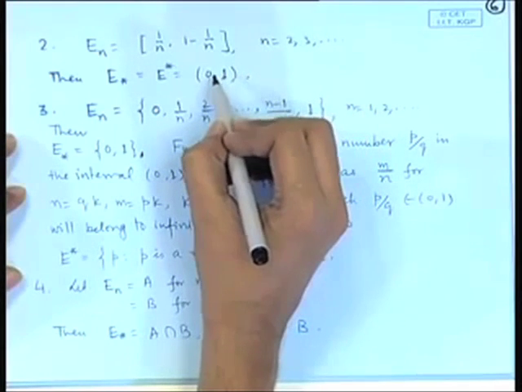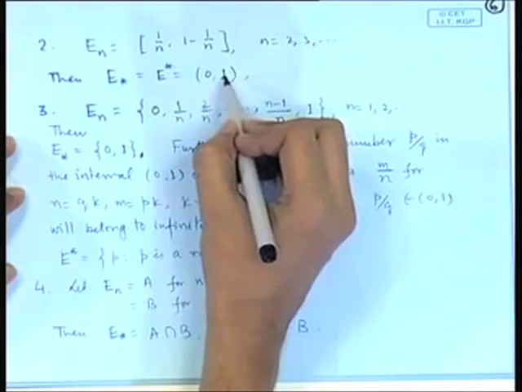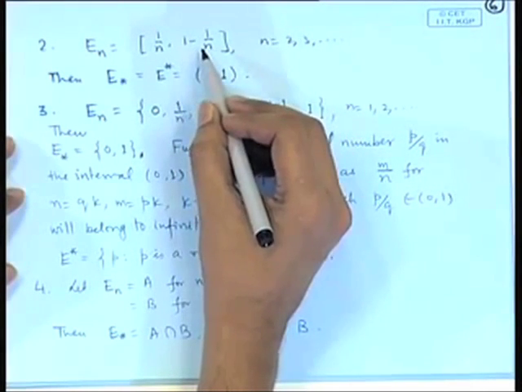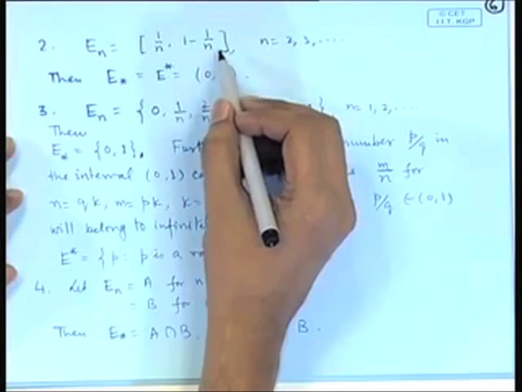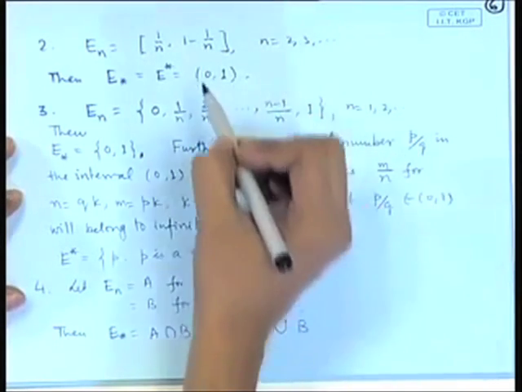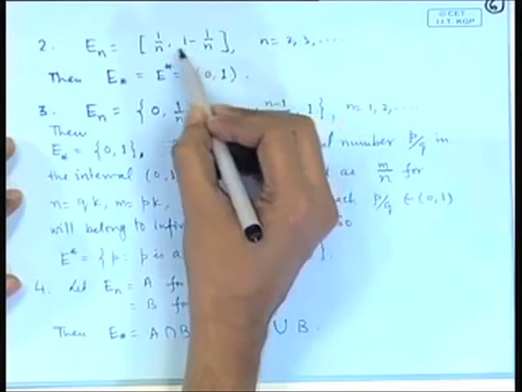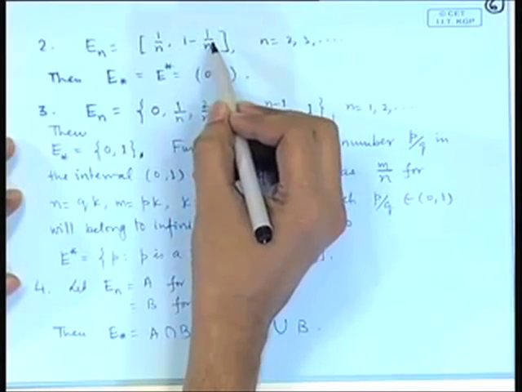Notice that here the point 0 itself and the point 1 itself do not belong to E lower star or E upper star, because for no value of n do these points belong to the set.